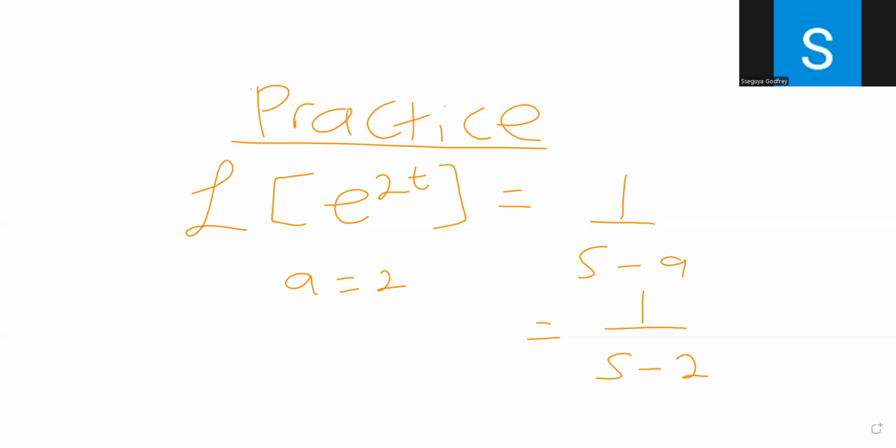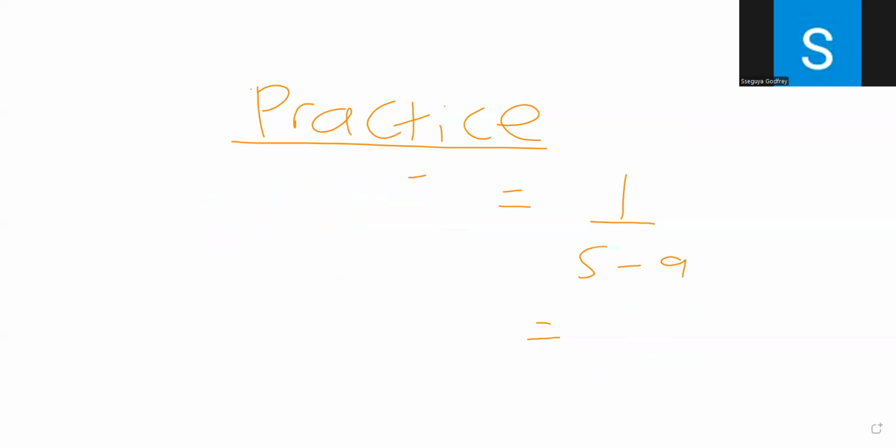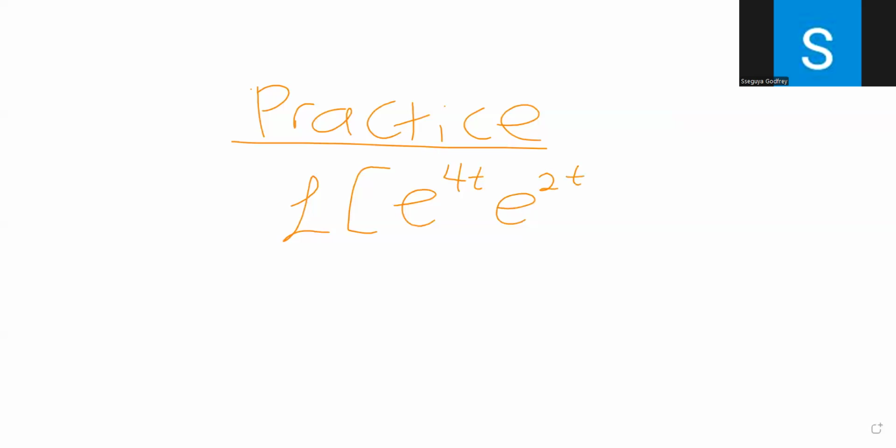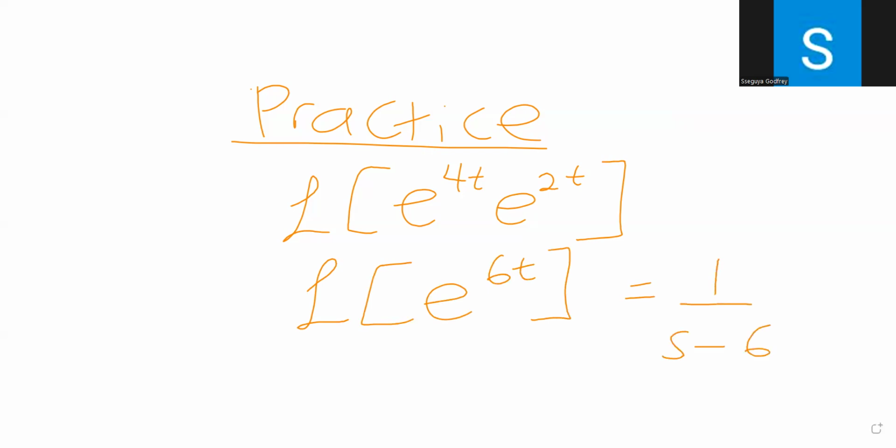And now they can trick you. They can give you a product rule, which is L of e^(4t) times e^(2t). Here you have to first follow the procedure of adding the powers. It becomes e^(6t) because we add 4t and 2t. And now we know that this will be 1 over s minus 6.